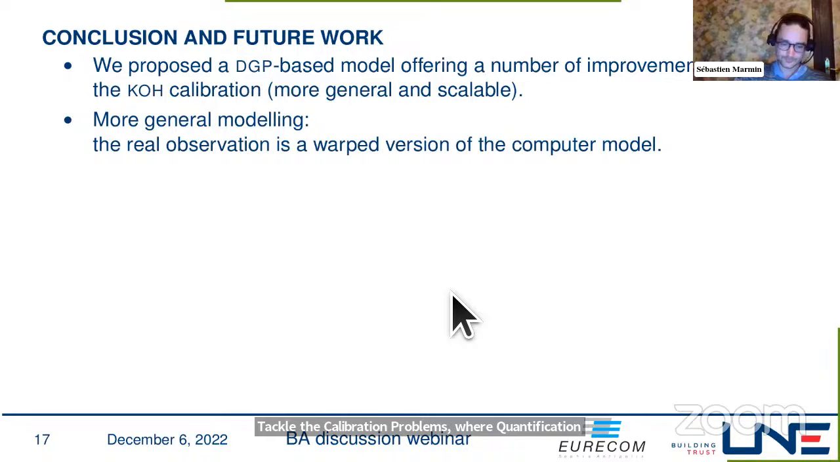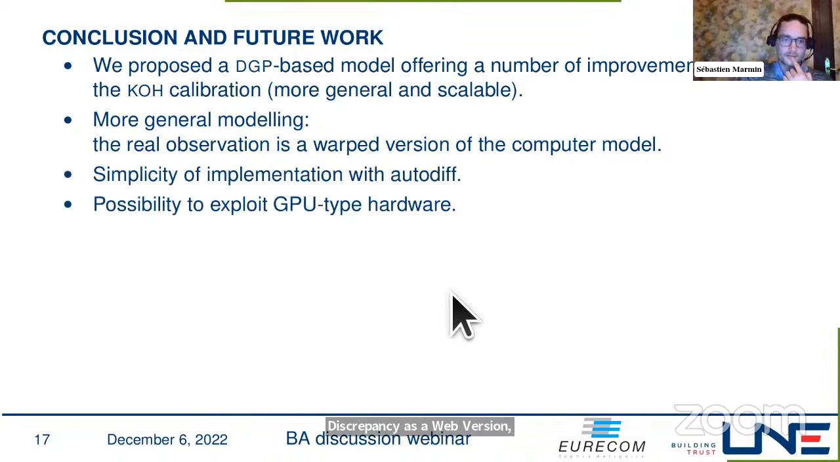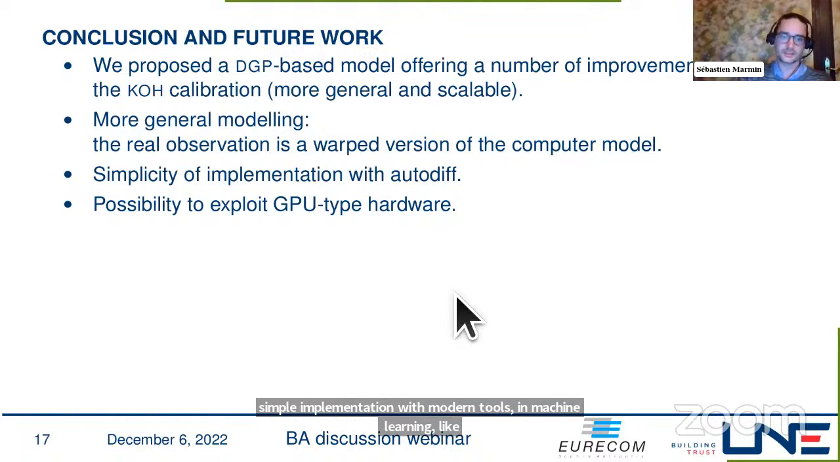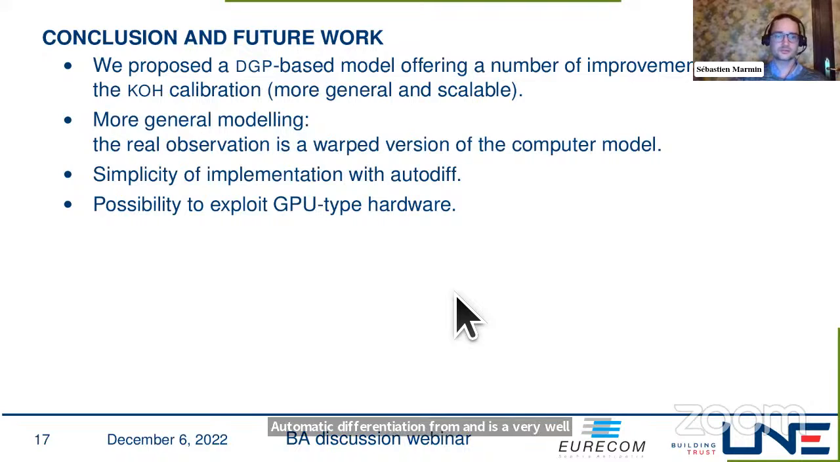And from the modeling perspective, we cast this classical model as a special case of a more general model, both for the deep aspect, replacing Gaussian process by deep Gaussian process, and also by generalizing the discrepancy as a warped version of the emulator of the computer model. One thing to add is this approximation is very well suited for simple implementation with modern tools in machine learning, like automatic differentiation, and is very well suited also for GPU type hardware.